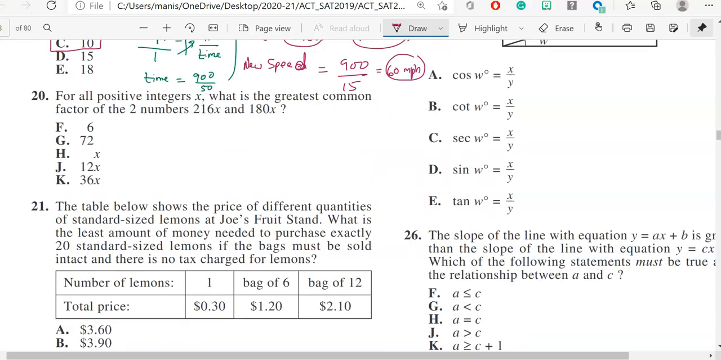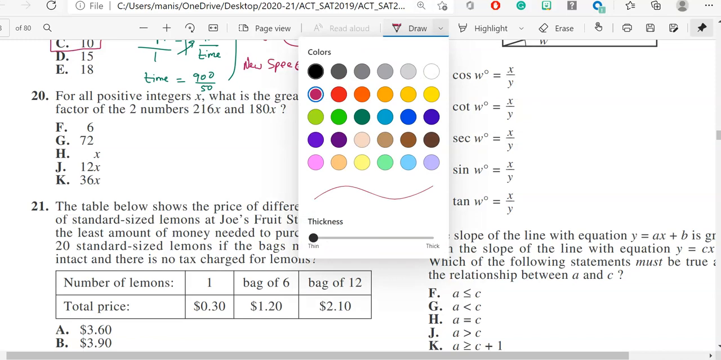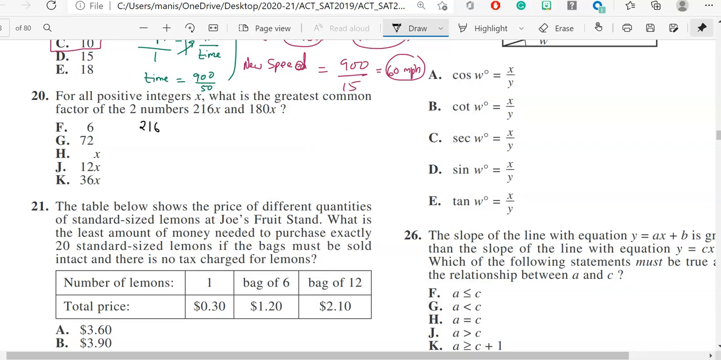For all positive integers x, what is the greatest common factor of the two numbers 216x and 180x? My factors for 216x, from prime factorization, will be 2 times 2 times 2 times 3 times 3 times 3, and there is one more x here. For 180x, it will be 2 times 2 times 3 times 3 times 5, then you have x.